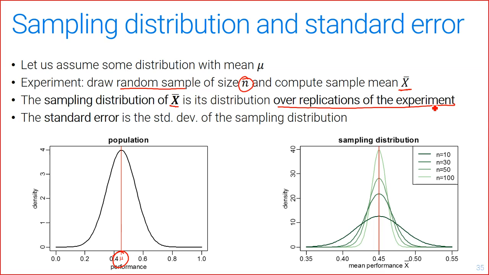So let's say that n equals 10. What is the distribution of the sample mean over replications of the experiment of sampling 10 items and then computing the mean? Another 10 items and then the mean. Another 10 items and then the mean. So let me actually paint it here. Imagine that we have n equal 10.